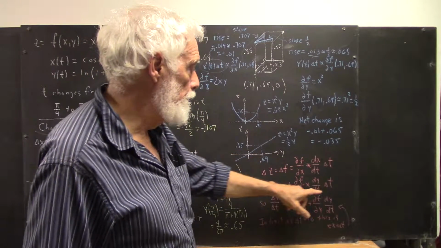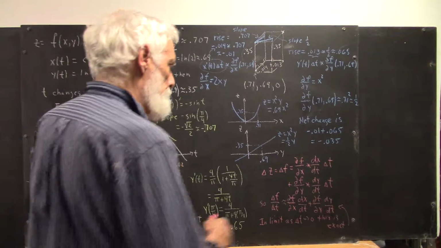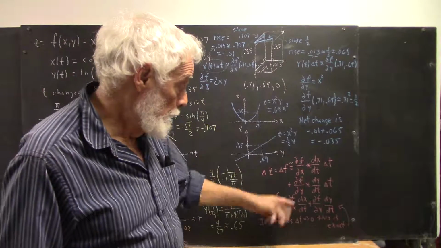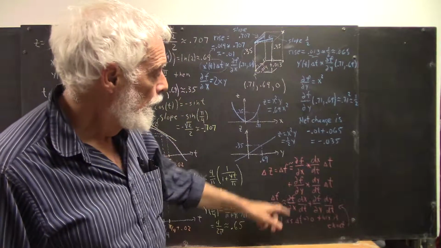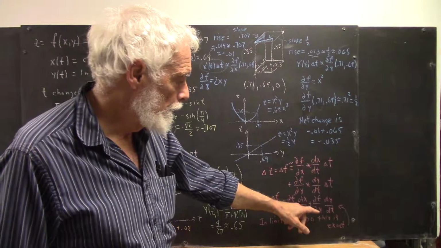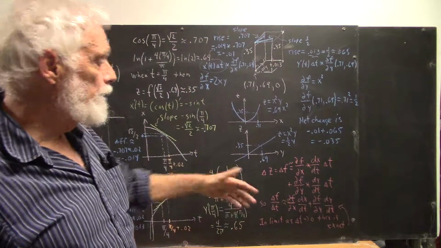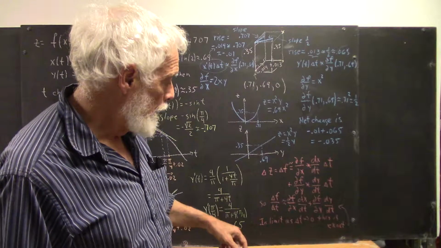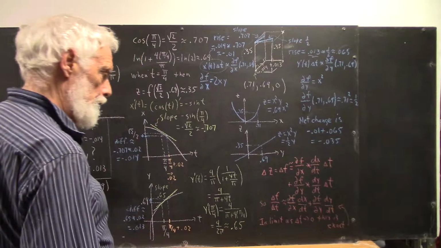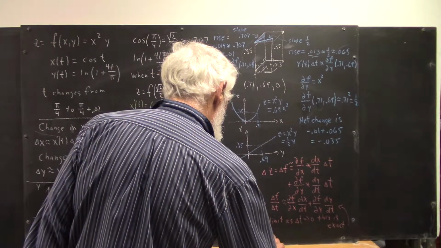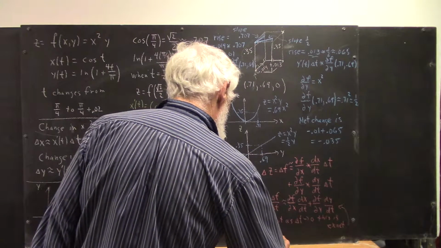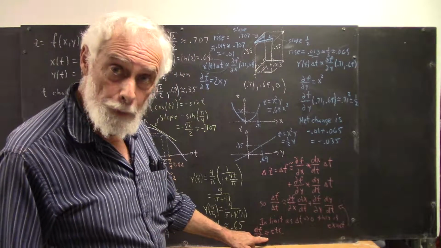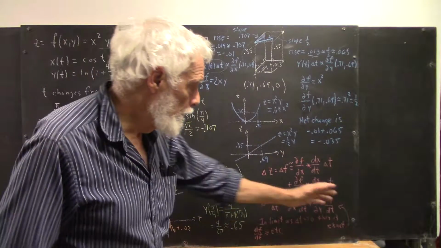Since this is what our delta f is equal to, and I should say it's approximately equal, our delta f over delta t will be approximately equal to what we get when we divide out the delta t from each of these terms: partial of f with respect to x times dx/dt plus partial of f with respect to y times dy/dt. If we take the limit as delta t goes to 0, the approximation becomes exact, and df/dt equals, it doesn't approximately equal, it equals this expression. And there's our chain rule.